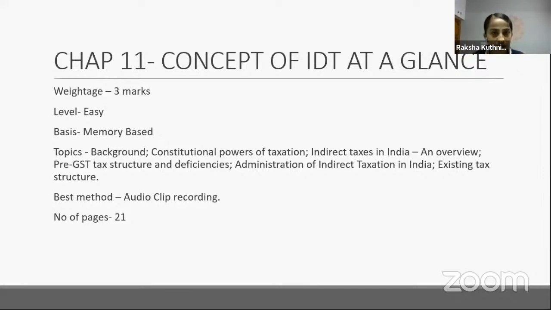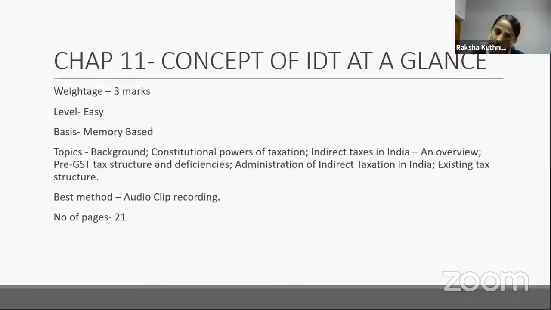Going by number of pages, this chapter consists of 21 pages. We'll stay until the end and see how we can cover the entire syllabus in maximum 30 days. According to me, I'm thinking in the eyes of a student. I'm considering myself as a student and I'm explaining this to you.